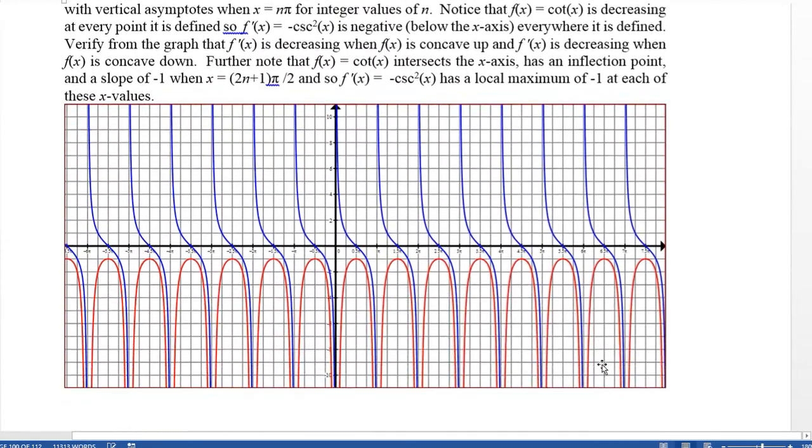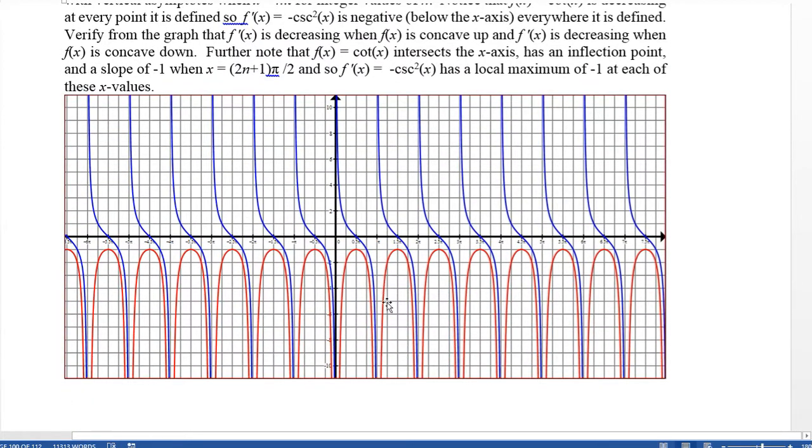Once again, we can look at the graphs. The blue is the cotangent function, and the opposite of cosecant squared is the red one, which is its derivative. Notice that where the original function hits the x-axis at odd multiples of pi over 2, the derivative is at a maximum, because that's an inflection point of the original function.